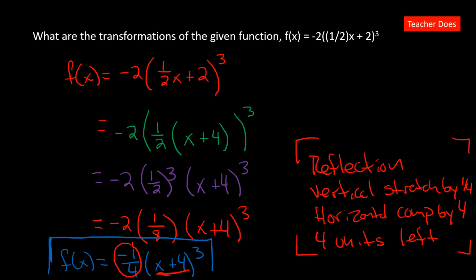Let's go ahead and move on to your problem. On your problem, you're going to want to do the same thing. Let me help with the rewrite first. We have f of x equals -6 times (1/2 x plus 3) to the 3rd power.